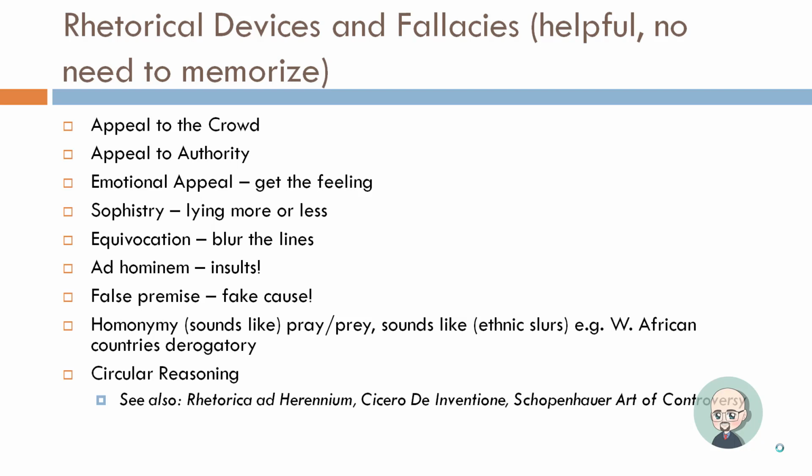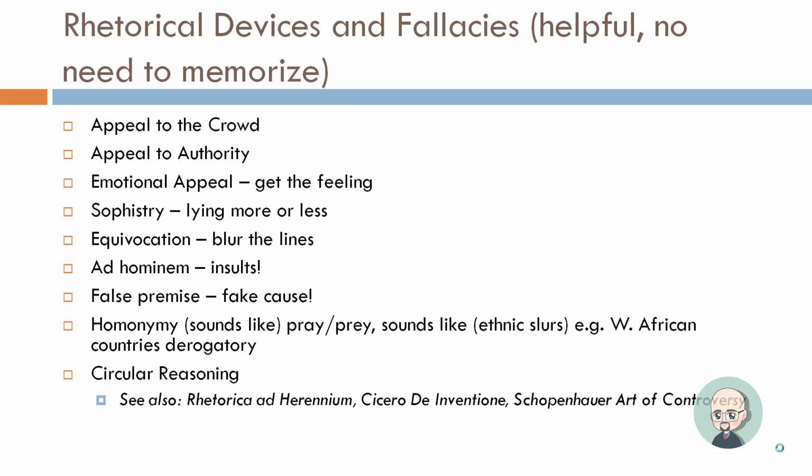Sophistry is more or less lying. It's one of the schools of rhetoric, but it basically consists of twisting around other people's words. Equivocation is similar to that, but it's kind of blurring the lines between fact and fiction. You're saying, well, it's not this, it's that. If you watch certain politicians in debates, they use this a lot. Ad hominem is straight up insults. If someone makes an argument and you say, you're an idiot, that's ad hominem.